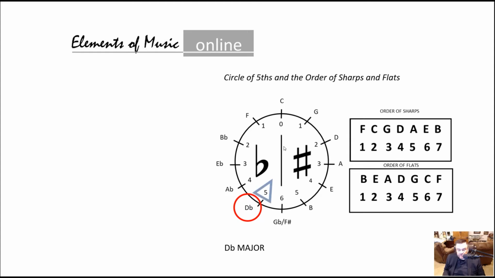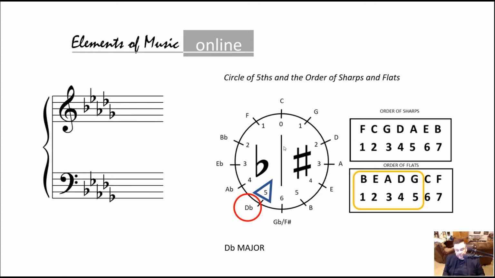D flat associated with the number 5. That tells us that we're going to be using 5 accidentals. Which 5 accidentals? Well, let's go over to the order of flats and see which 5 accidentals we're going to be using. Indeed, we're going to be using 1, 2, 3, 4, and 5. Makes sense, doesn't it? B, E, A, D, and G. And sure enough, when we look at the key signature in the music, there it is. 5 flats. B, E, A, D, and G. Okay, so hopefully that's pretty clear to you.